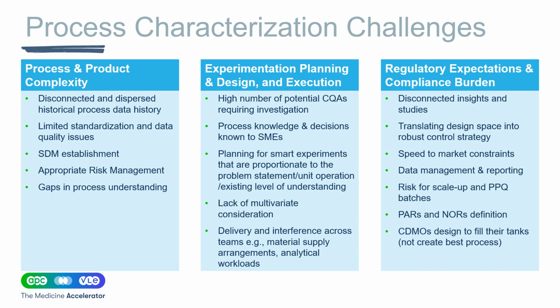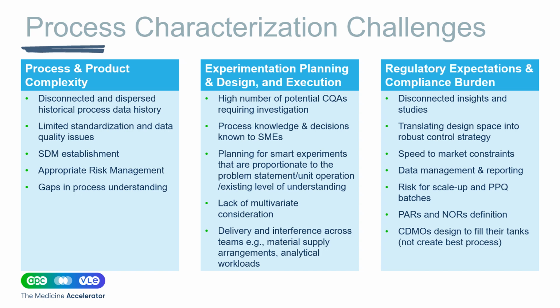On the product and data side, one of the most consistent issues we see is that historical process information is rarely in one place. Data quality varies, knowledge is held by individuals rather than systems, and by the time you're designing your characterization studies, you're often working with an incomplete picture of what's already been done or understood. And that directly affects how you plan your experiments. Without consolidated prior knowledge, there's a real risk of either over-experimenting or failing to investigate what matters.